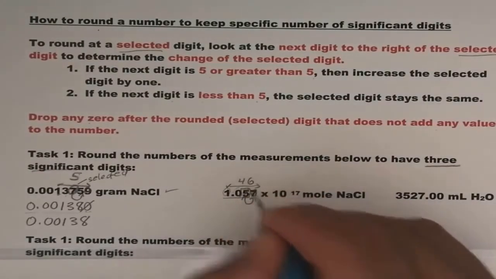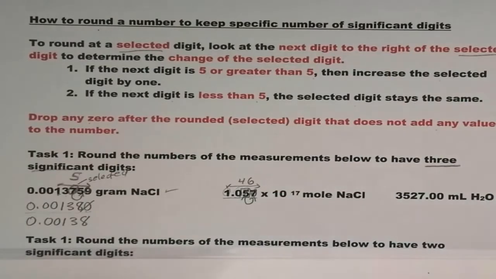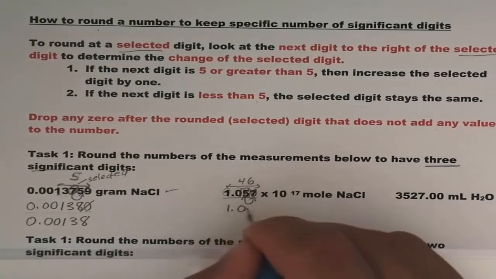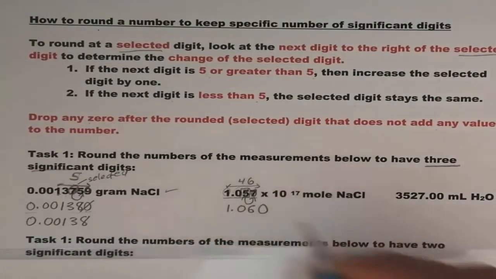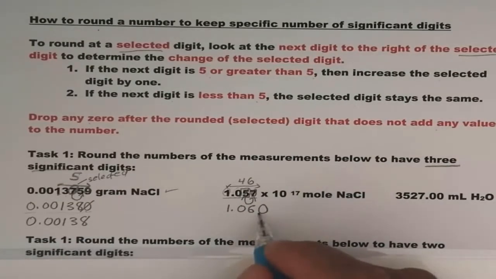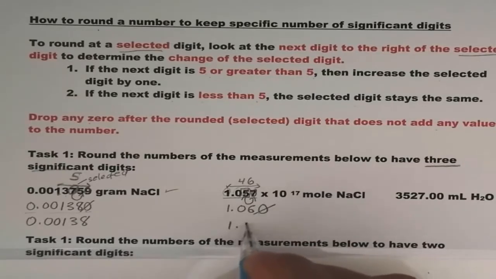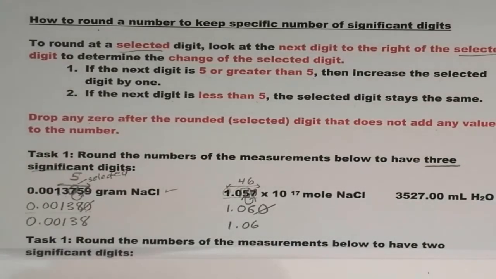And this 7 will become 0. So we have 1, 0, 6, 0. Did we keep this digit? No, because it doesn't add any values to this whole entire number. So our answer should be 1.06. There you go.